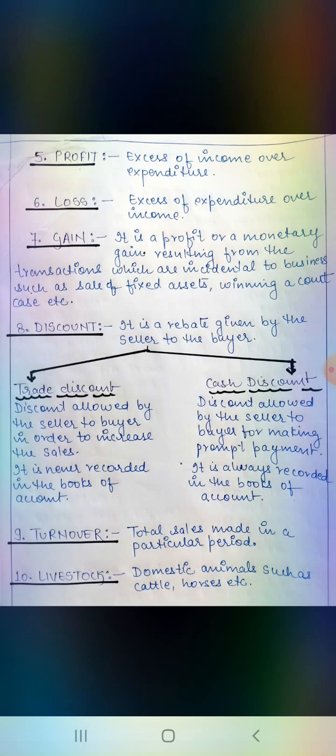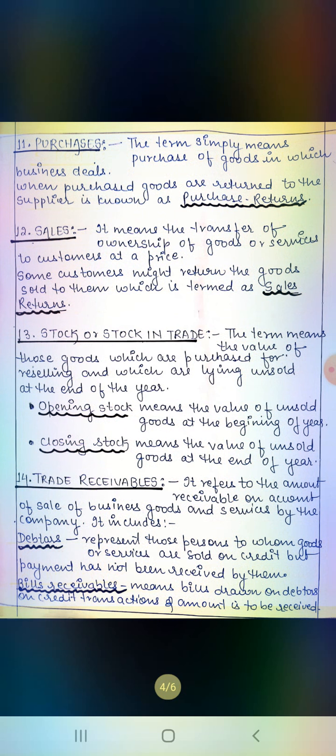Turnover simply means the total sales made in a particular period or in a particular year. आपने एक साल में कितनी सेल की, उसको हम लोग नाम दिए turnover. ठीक. Next is livestock. Livestock means domestic animals like cattle, horses. These type of animals are termed as livestock. We do not prepare horse account or goat account or cattle account like this. We prepare a common account for animals, and the name of that particular account is livestock account. Now students, moving ahead, the next is purchases.